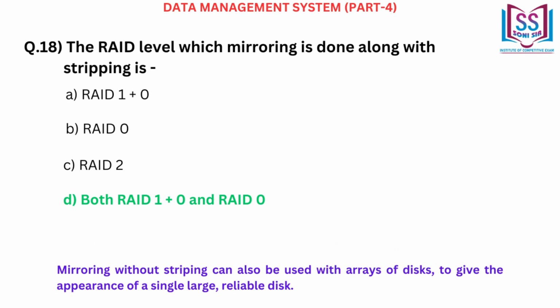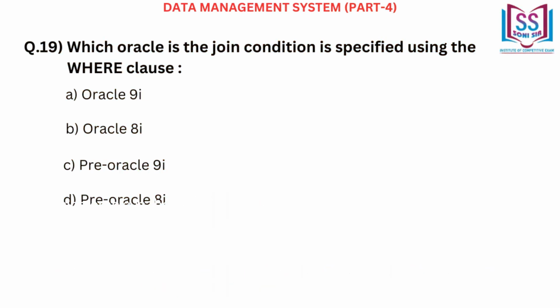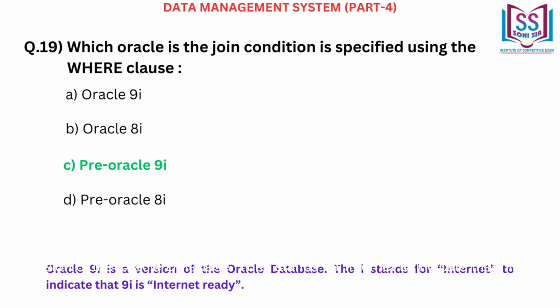Mirroring without striping can also be used with arrays of disks to give the appearance of a single large, reliable disk. In which Oracle is the join condition specified using the where clause? A. Oracle 9i. B. Oracle 8i. C. Pre-Oracle 9i. D. Pre-Oracle 8i. Correct answer C. Pre-Oracle 9i. Oracle 9i is a version of the Oracle database. The I stands for Internet to indicate that 9i is Internet ready.